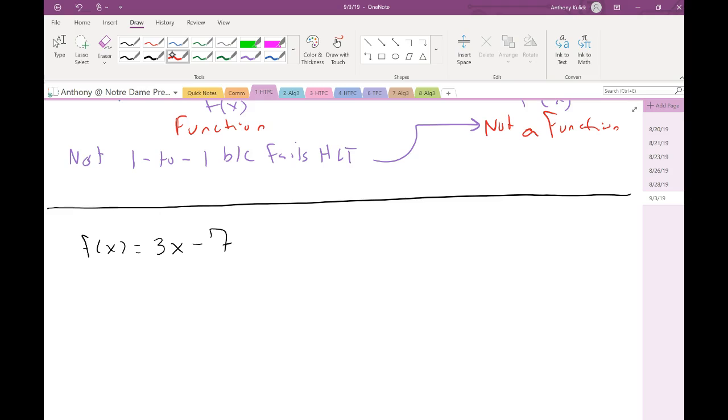Does anybody remember the procedure we used for this? We talked about it last year. So? f of x becomes y. Okay, good. And then just take the x and y. Okay.